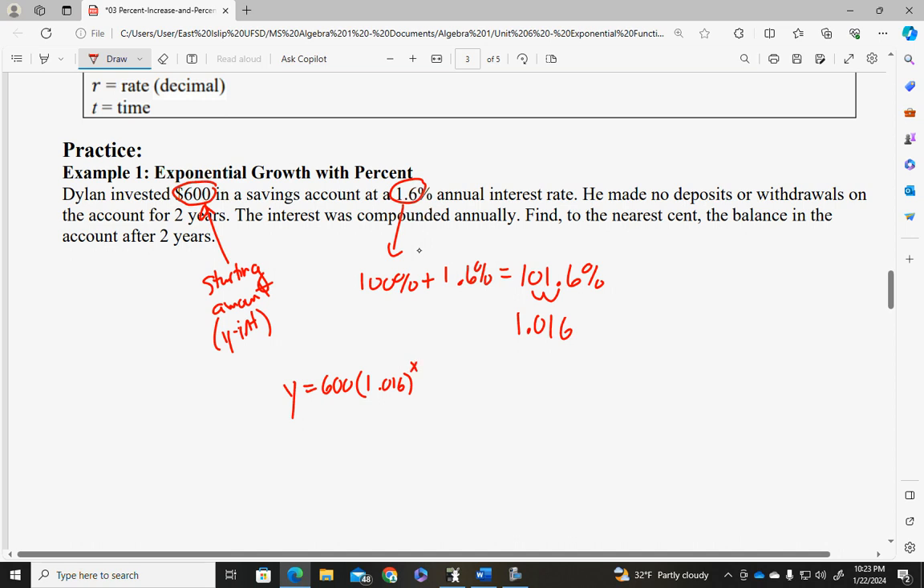Now, if I wanted to answer this question, they've asked us to find to the nearest cent the balance in the account after 2 years. 2 is my input, so it goes in place of x. So y equals 600 times 1.016 to the second power. And we can use our calculator for that.